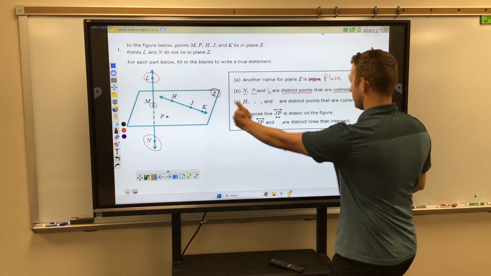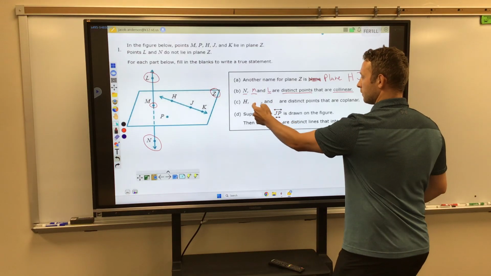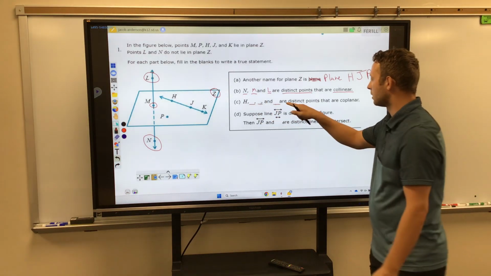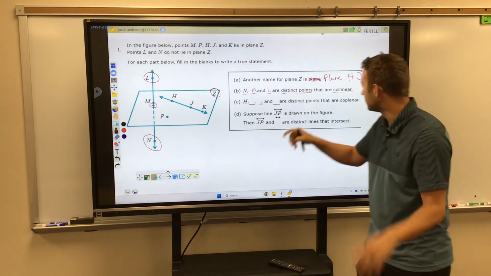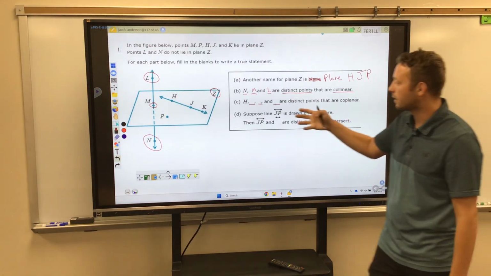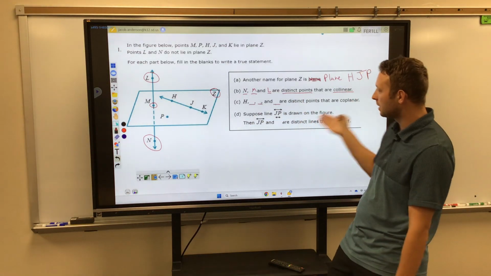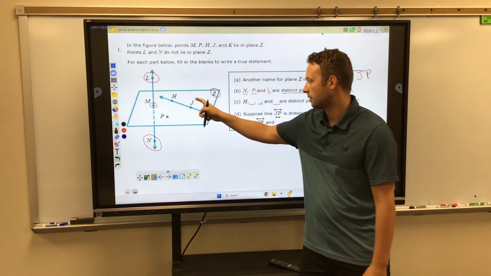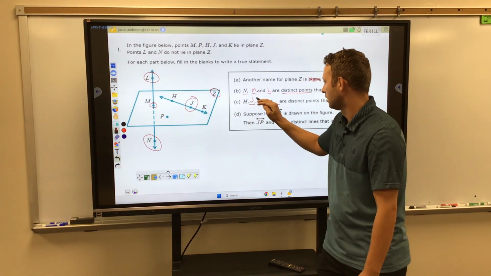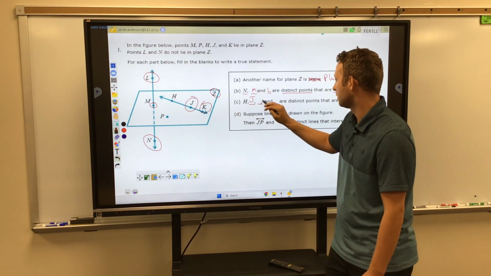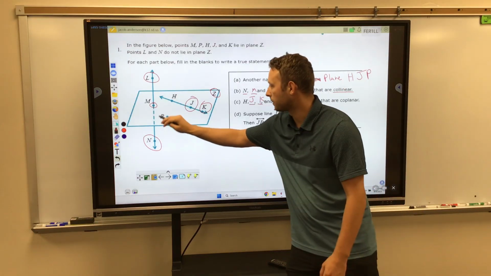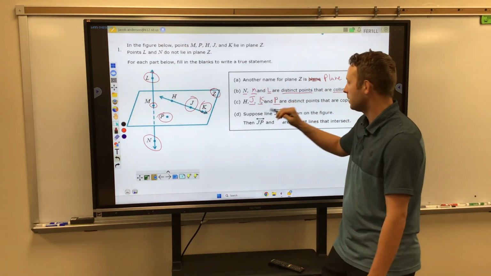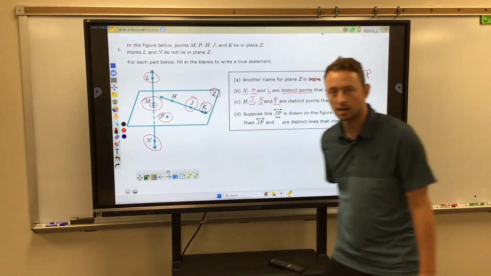Okay, so then we can go through, it looks like I've got 3 extra blanks here. Our distinct points are just different points that are coplanar. So what other points are on the same plane as H? Well, we can pick J, we can pick K, those are all on the same plane. We can pick P, P is on the plane. We could have also picked M, M is on the plane too.